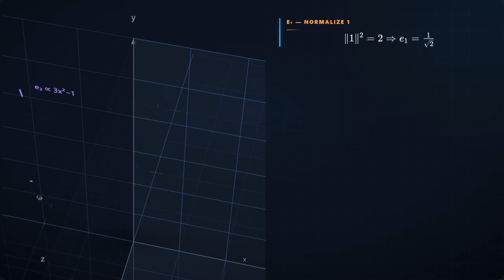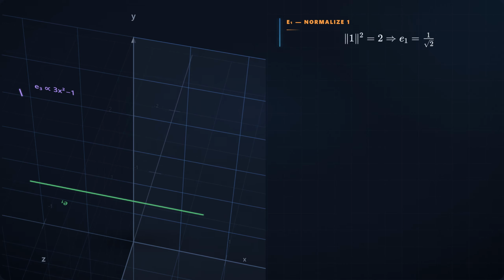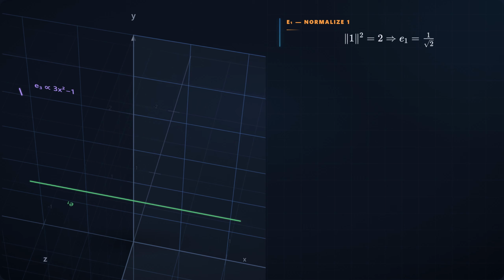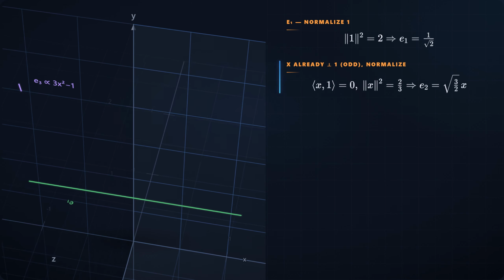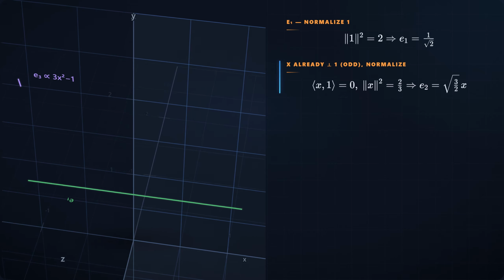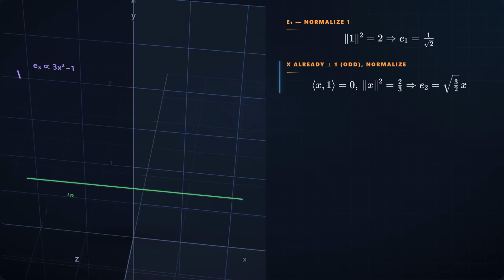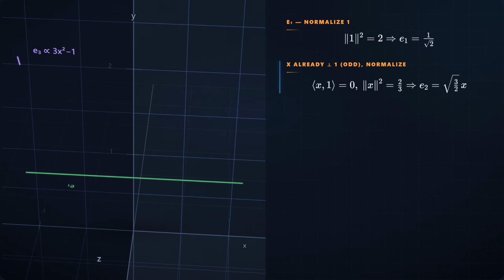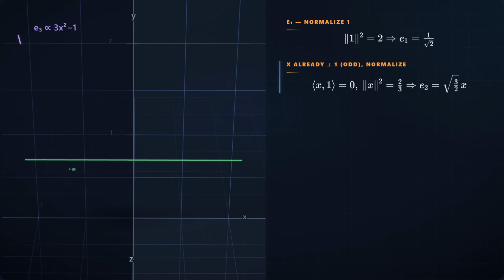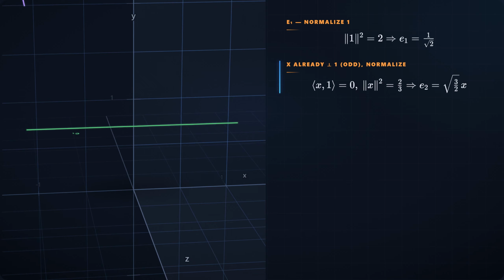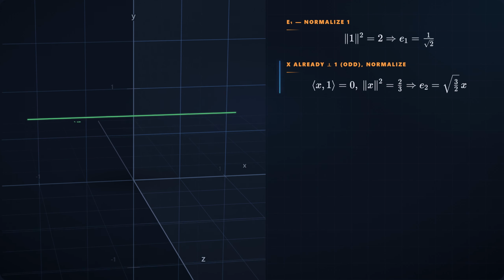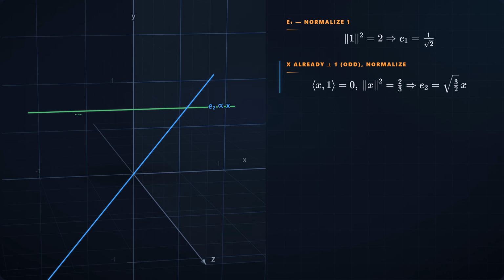Start with the constant 1. Its norm squared is 2, so e1 is 1 over root 2, a flat, normalized constant. Next, x. It's already orthogonal to the constant, because x times 1 is odd and integrates to 0, the parity trick from earlier. So no subtraction needed, just normalize.